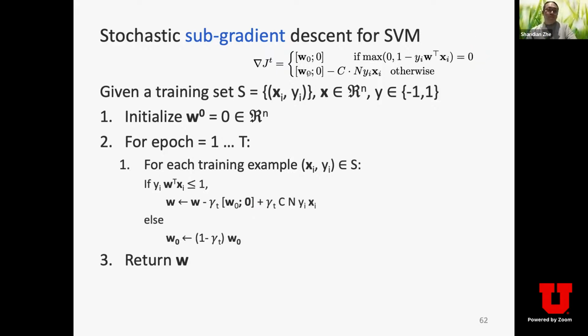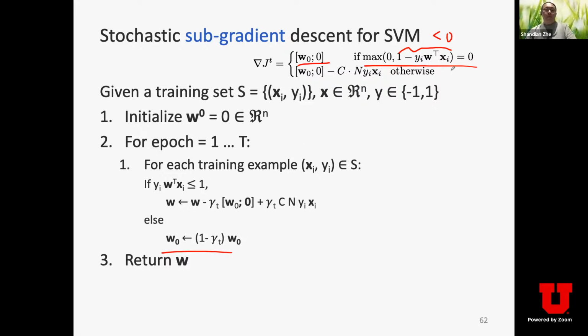First, if this term is less than 0, meaning that the function margin is bigger than 1, that will be the second case. Then your subgradient will simply be W0 and the bias parameter. For the bias parameter, the subgradient is simply 0. You just update W0.